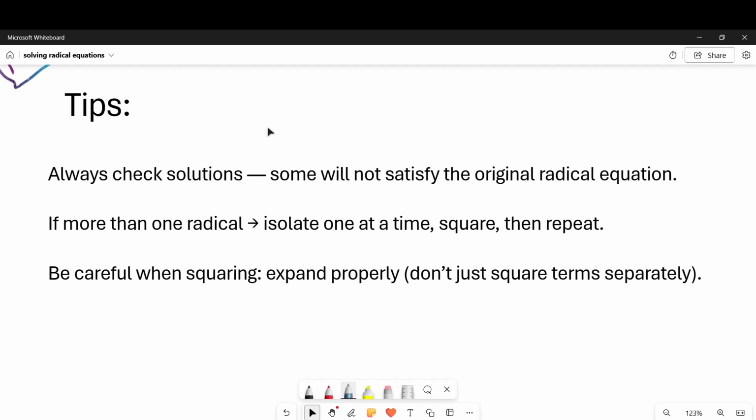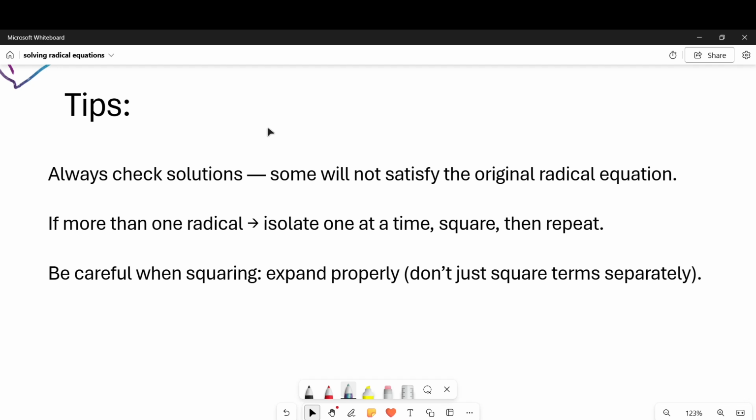Let's go for some tips now. Always check the solutions. Some will not satisfy the original radical equation. If the x values we get do not satisfy the original radical equation, then we need to discard that solution. If more than one radical is found in an equation, we need to go step by step: isolate one at a time, square, then repeat. We can isolate one, square to remove the radical, then try with another. We can repeat like a loop. Then be careful when squaring. Expand properly. Don't just square items separately.